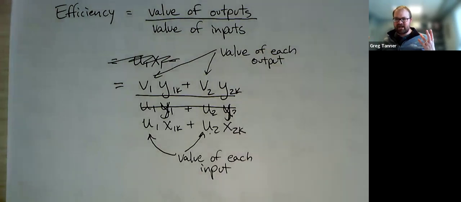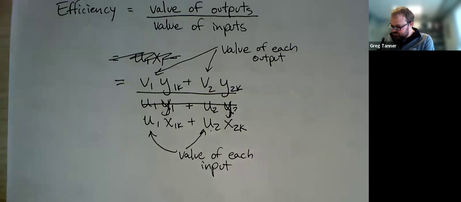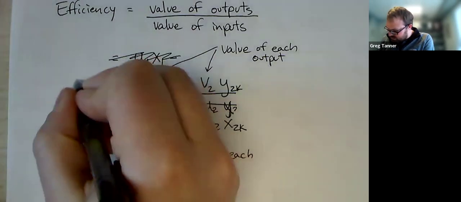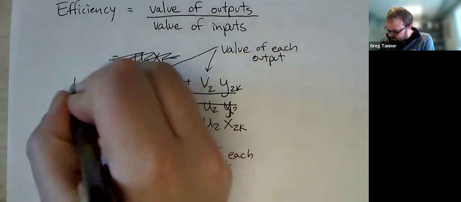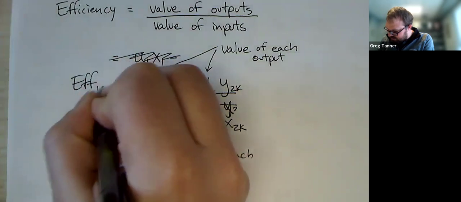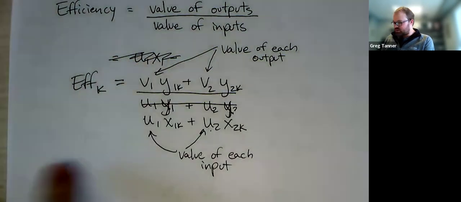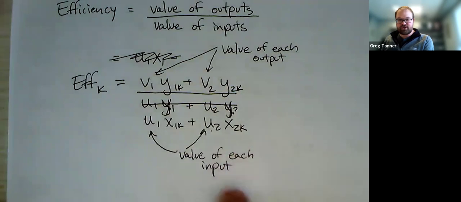Okay. Well, it seems like if we did it that way, then each DMU could make itself arbitrarily efficient. So 100% efficient for everyone. But there's a restriction. And so let's actually call this the efficiency of K. Okay, so here's how we're going to measure the efficiency of K.